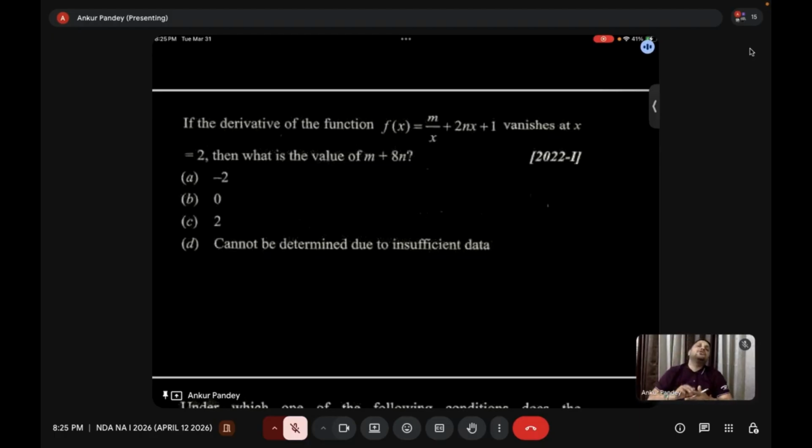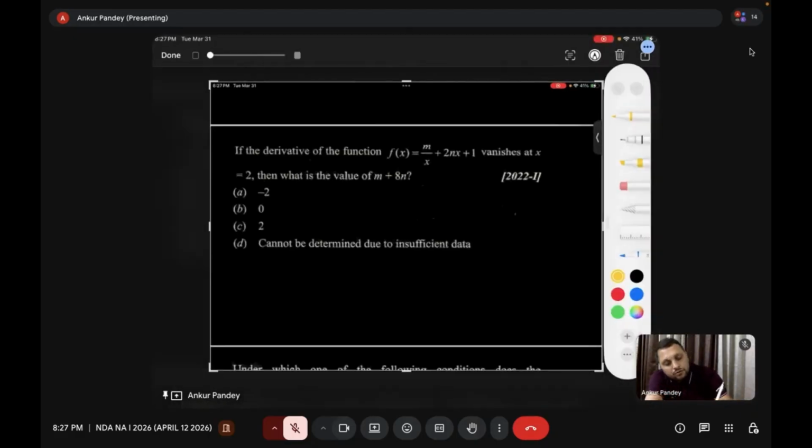For your information, differentiation of 1 by x is negative 1 by x square. Should I? Just for verifying your answer. So differentiation of this function will be m as it is, negative 1 by x square, plus 2n as a number, differentiation x of 1, right? At x equal to 2, if I put x equal to 2, I get negative m by 4 plus 2n equal to 0. Means negative m plus 8n equal to 0.